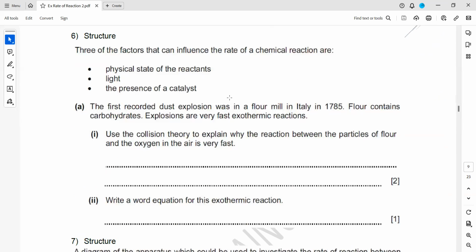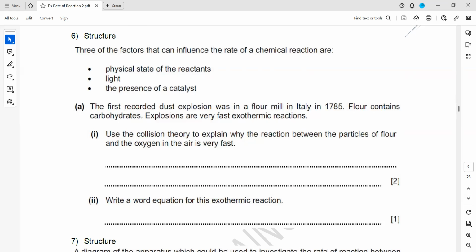In question 6, three factors that can influence the rate of a chemical reaction: the physical state of the reactant, light, and the presence of a catalyst. The first recorded dust explosion was in a flour mill in Italy in 1785. Flour contains carbohydrates. Explosions are very fast exothermic reactions. Use the collision theory to explain why the reaction between particles of flour and oxygen in air is very fast.